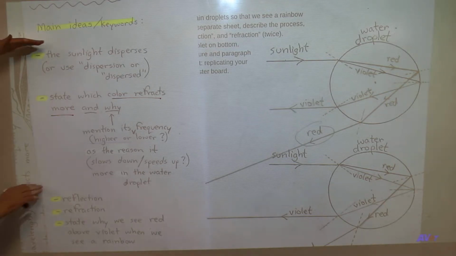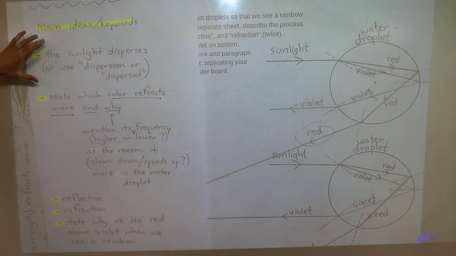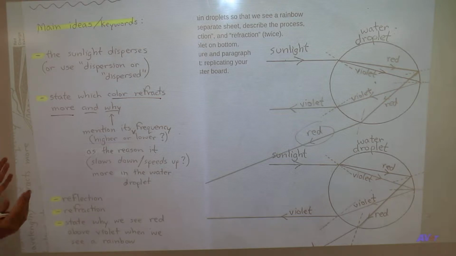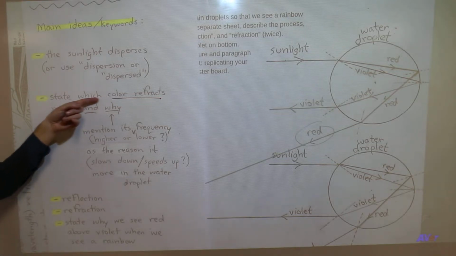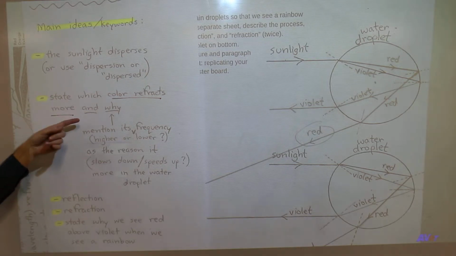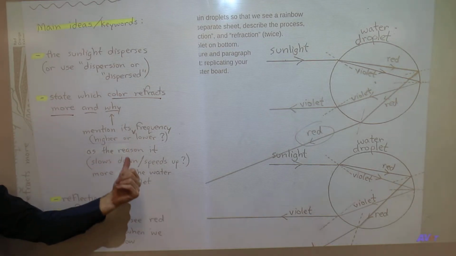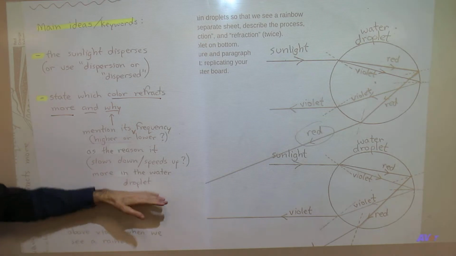So for these first two sentences, let me do two at once here. It could be, the sunlight, when it enters the rain droplets in the sky, it disperses into all the colors of the rainbow. The color that refracts the most is violet because it has the highest frequency, which makes it slow down the most in water.